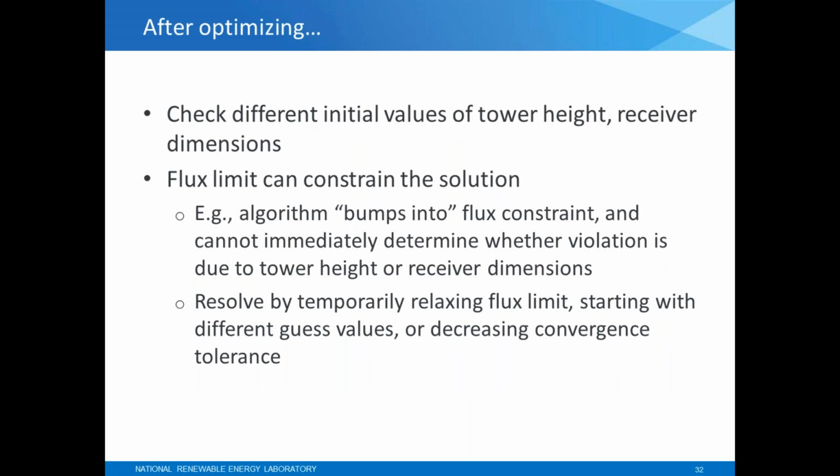All right, so after optimizing, you will check different initial values of the variables. You will see that the flux limit is being satisfied, and in terms of addressing the flux limit, you might see that at certain points the flux limit is being violated and the algorithm can't improve any further, but it might have improved if, say, you started with a shorter tower height and a larger receiver to begin with. So you can go back and try those different guess values and see if you come to the same result.